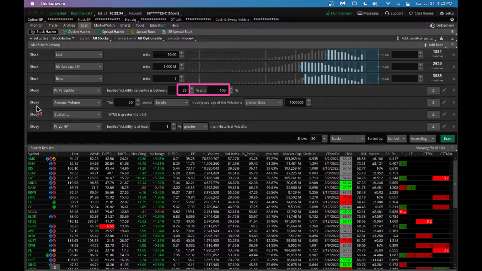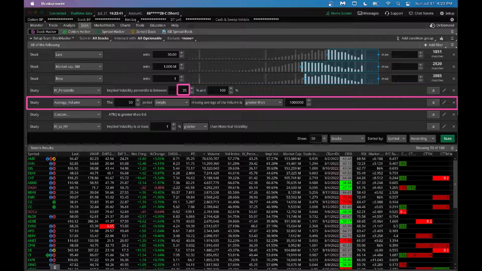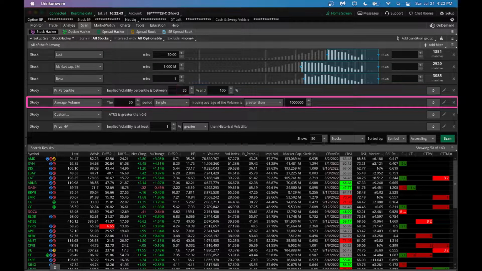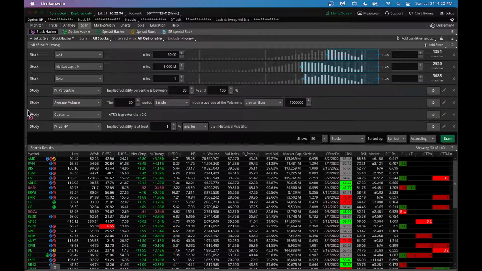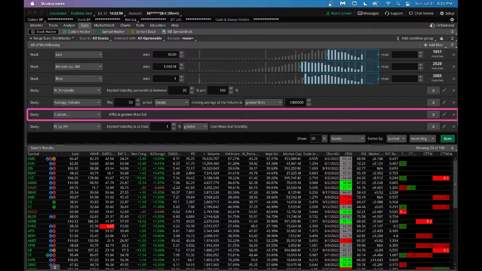And then you got here average volume. I want to make sure the average volume for the stock I'm looking at is at least 1 million shares traded. That's why I got here average volume in the 50 period moving average is more than 1 million shares traded. And I also want to make sure the stock moves. That's why I want to make sure the average trading range is at least more than 60 cents. The stock moves at least 60 cents on a daily basis in the last 14 days.